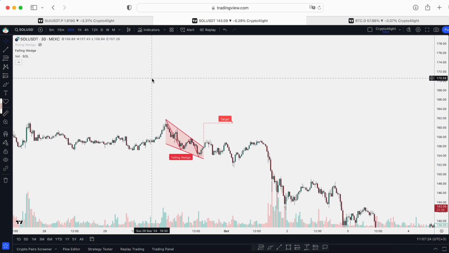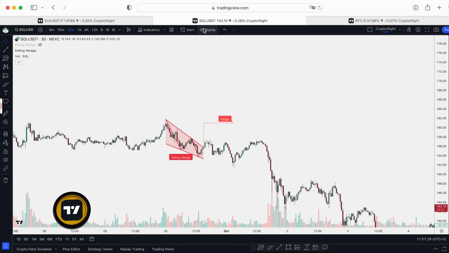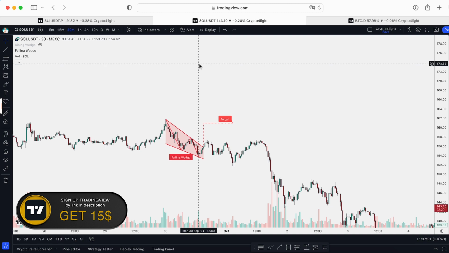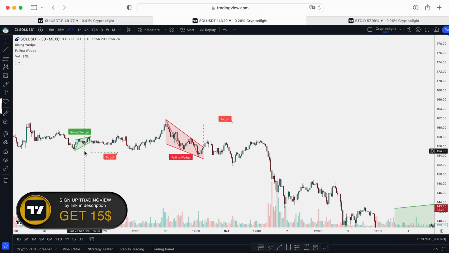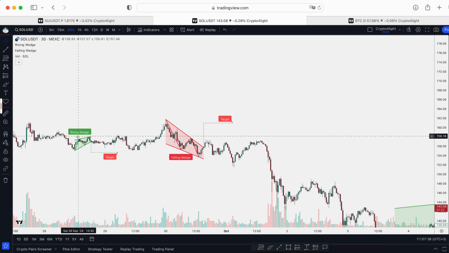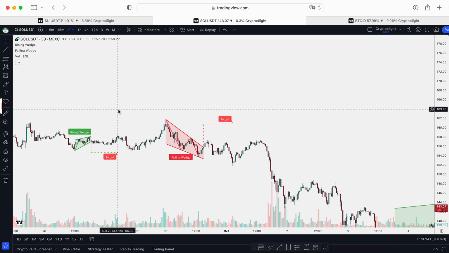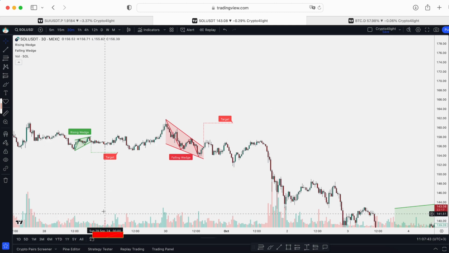So once again, I recommend you go to Investopedia, try to use the replay bar, and try to use the rising wedge and falling wedge indicators for testing, to understand the logic and how to identify the wedges. It's totally free, and always pay attention to the volume.